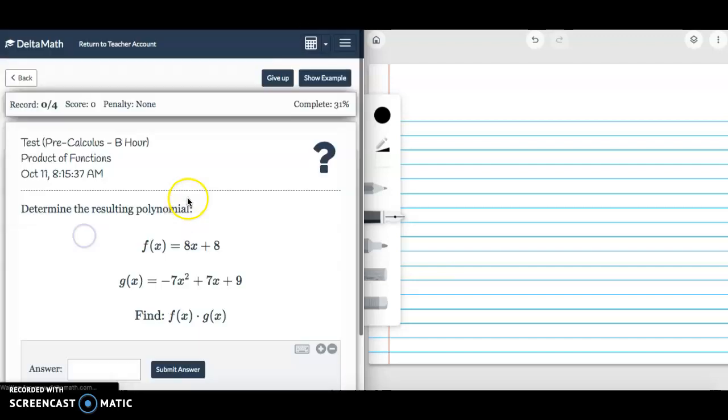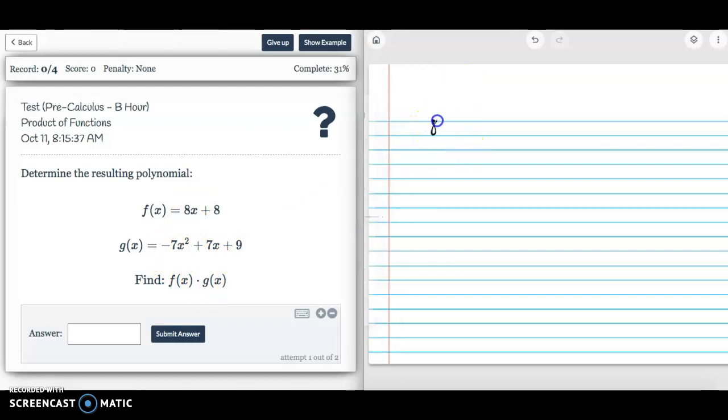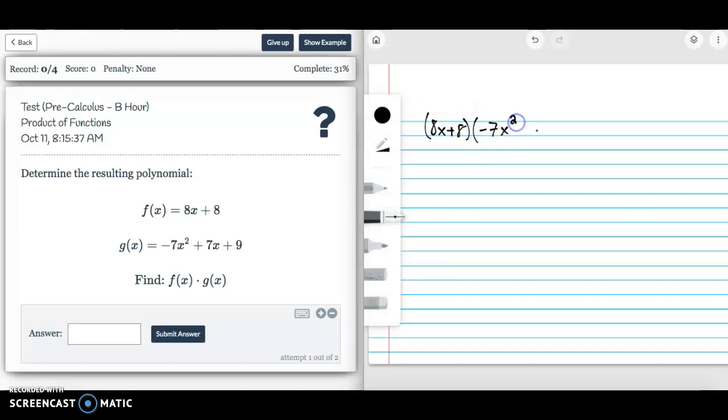Now let's do some products. All right, so we have to determine the resulting polynomial. So this one, it has f of x and it has g of x, and then it wants me to multiply them together. So it's going to require a little bit of work, I think. So if I do f of x times g of x, so I'm going to do my 8x plus 8 times g of x, which is -7x squared plus 7x plus 9. Wow, we're going to have to do a lot of distribution here. It's okay, we got this.